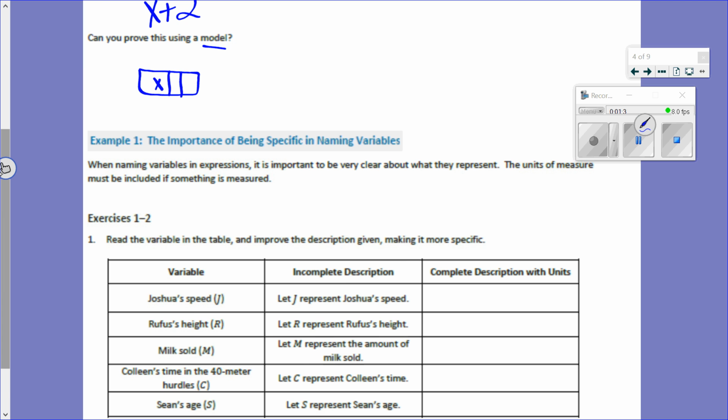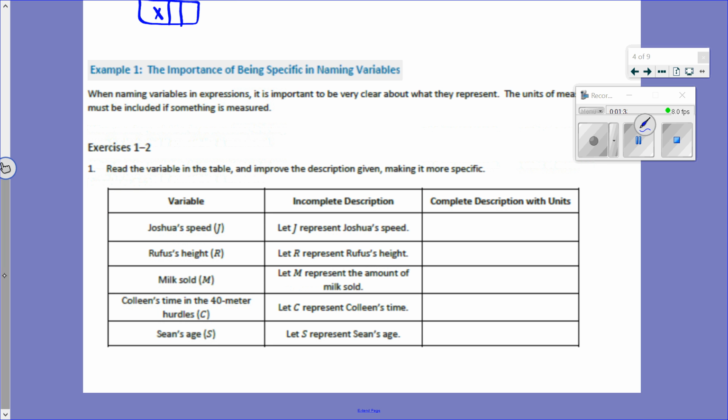So what we're going to do is read the variable in the table and then improve the description, making it more specific. So you'll see these ones don't do a whole lot of specificity. If we're talking about Joshua's speed J, an incomplete description would be let J represent Joshua's speed. What's missing? How can I make that more specific? What do you think, Devin? Let J represent Joshua's speed in miles per hour.